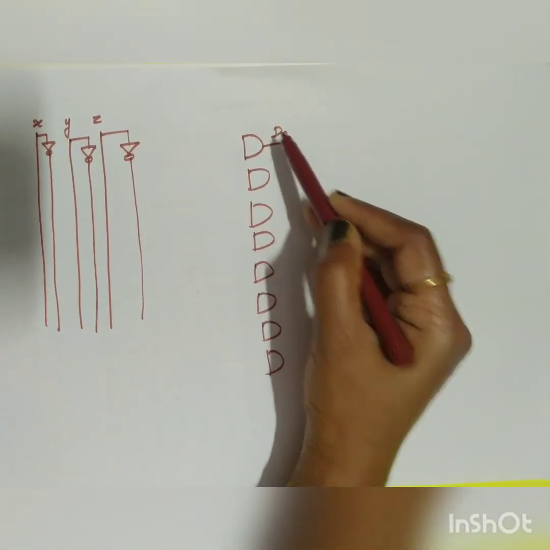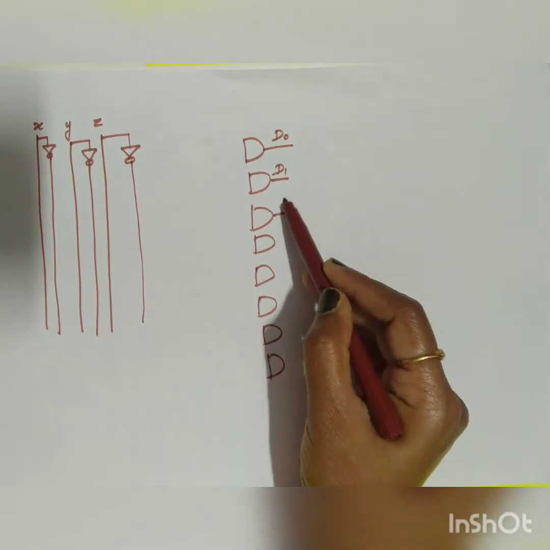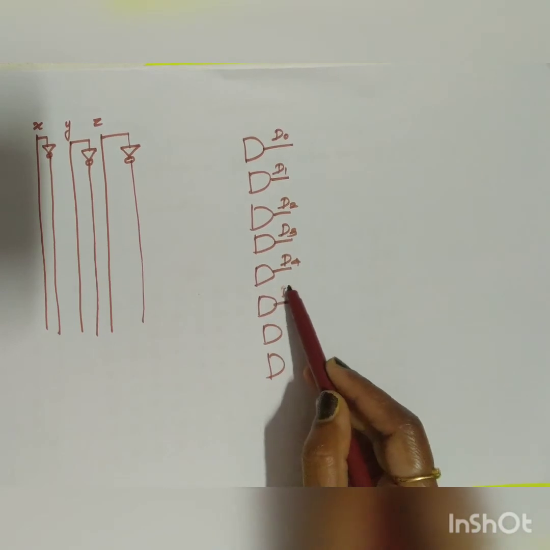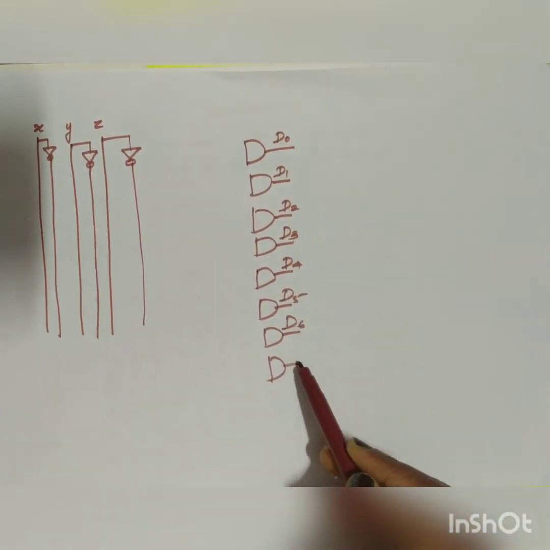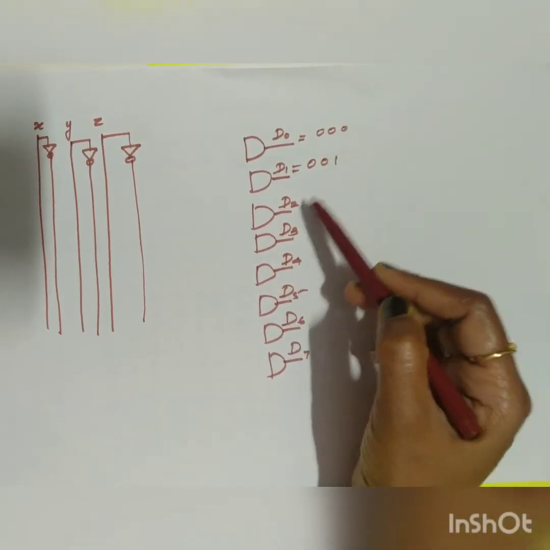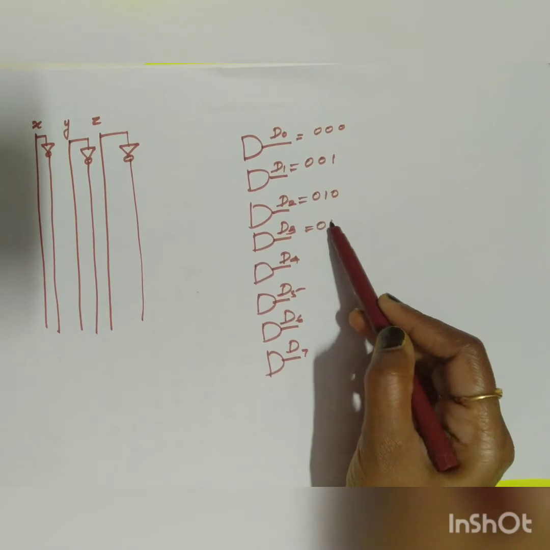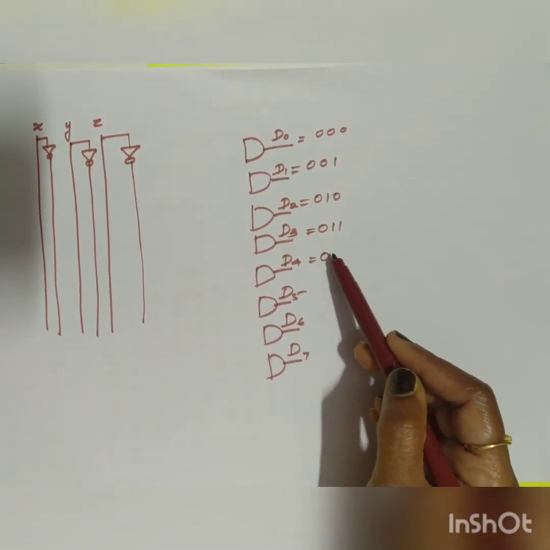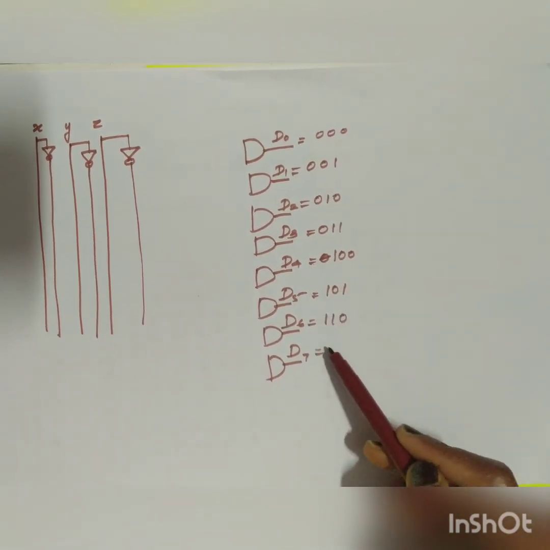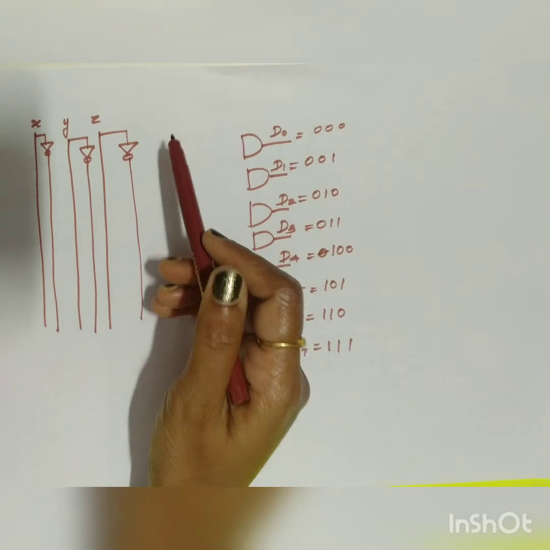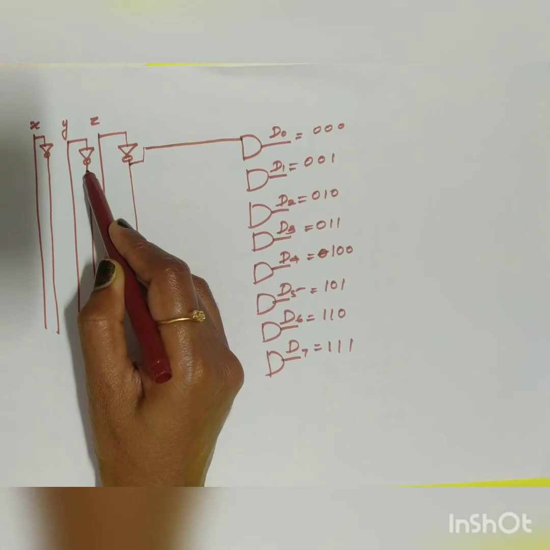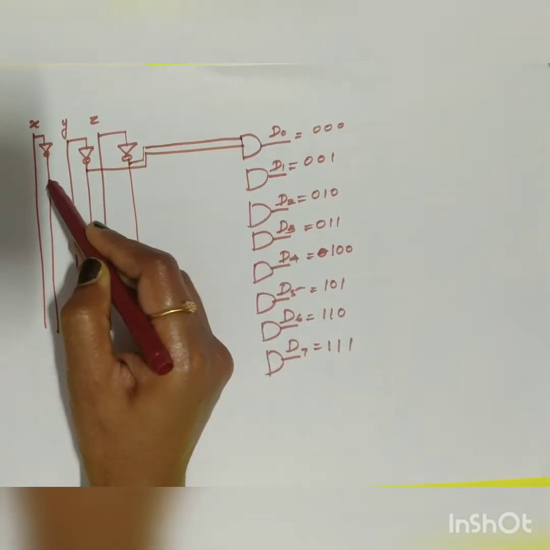I am taking the outputs as D naught, D1, D2, D3, D4, D5, D6 and D7. So if I write it, it will be easy. 0, 0, 0; 0, 0, 1; 0, 1, 0; 0, 1, 1; 1, 0, 0; 1, 0, 1; 1, 1, 0; 1, 1, 1. So for 0, 0, 0, you have Z bar, Y bar and X bar.